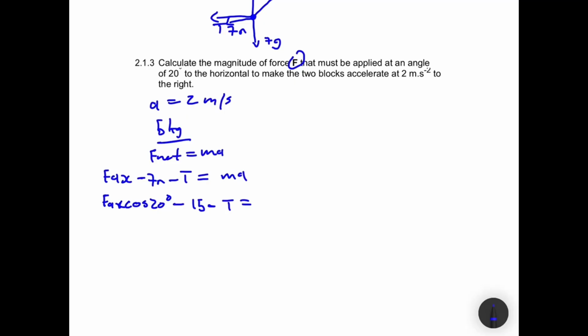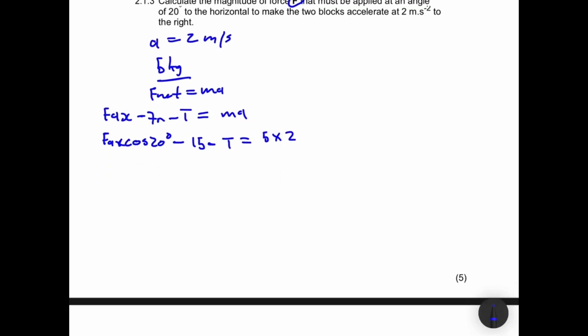We know the mass fully well. The mass is 5 and the acceleration, we're assuming that it is 2, right? The question says, let's find the magnitude of the force F that must be applied if the blocks will accelerate at 2 meters per second. So now, let's go ahead and solve for Fa cos of 20 degrees, right? So we have Fa cos of 20 degrees being equal to, so we're taking minus 15 to the right hand side and minus tension, right? But then on the right hand side, we have 5 multiplied by 2, which is just 10. So we're going to have 10 plus 15 plus tension, right?